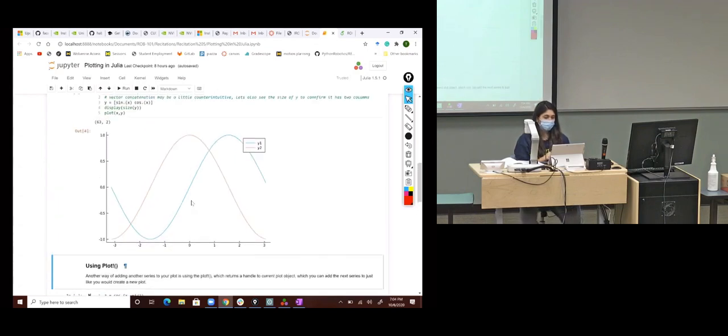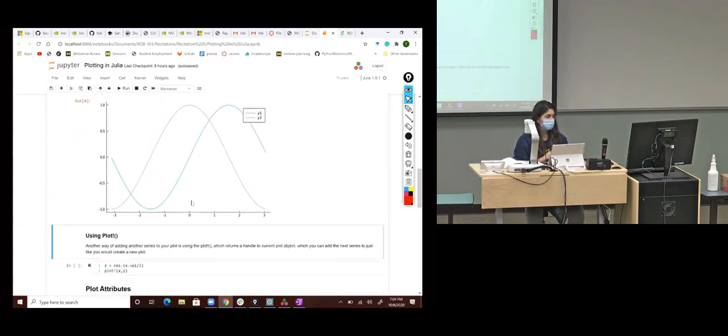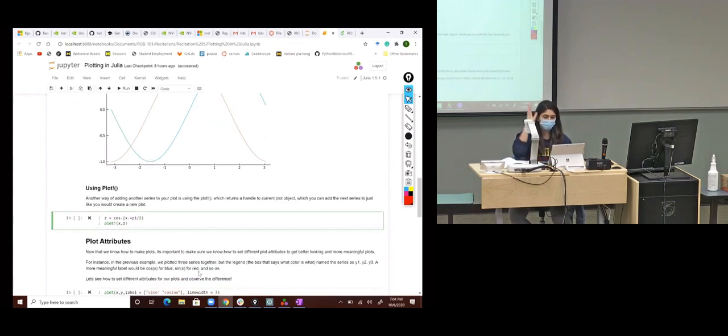Another way of plotting different plots together: I already have the sine and cosine. Let's say I wanted cosine of x plus pi by 2. I want to make a shifted cosine wave. How would I do that?